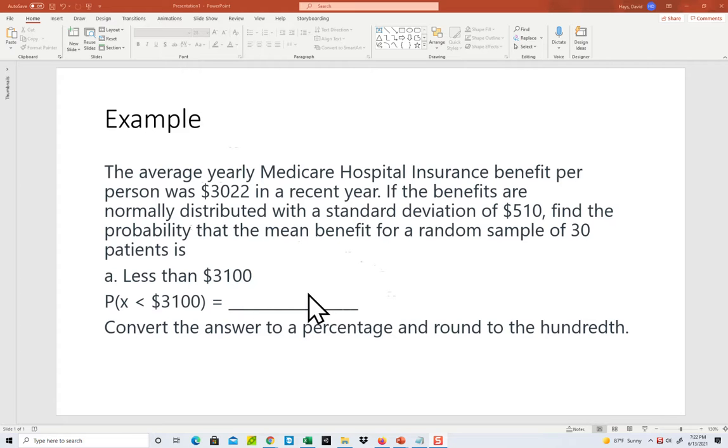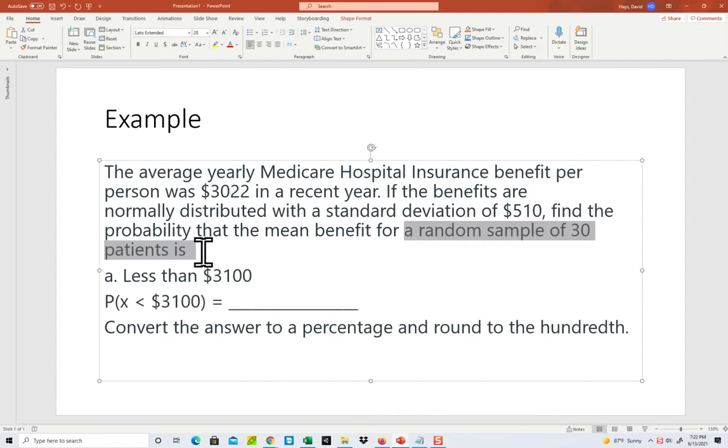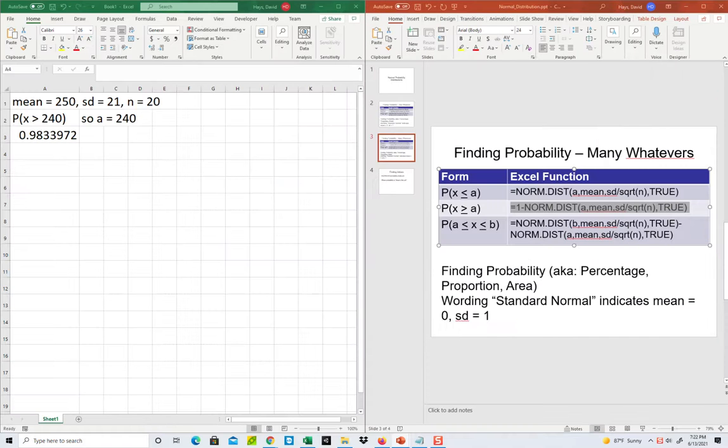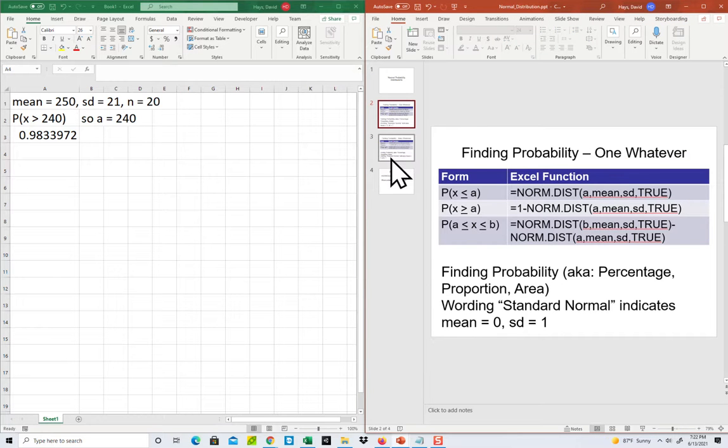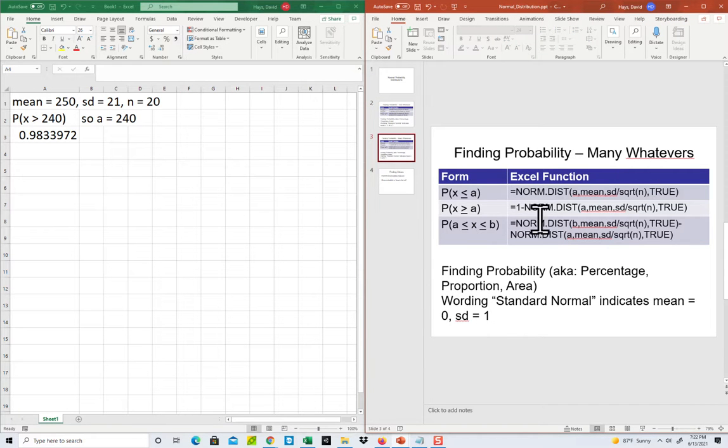Now, always our reading on these is to determine if we're talking about one whatever or many whatevers. In this case, we're talking about people. And notice it says a random sample of 30 patients. So we're talking about many whatevers, which means here's our forms for the one whatever, and here's our forms for the many whatever. So we're talking about these down here.